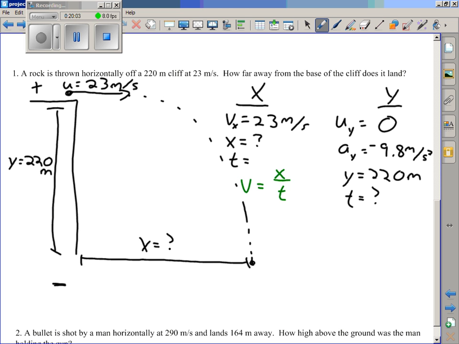Well, I've got v. I'm looking for x. I don't have t. I need t to be able to solve. Where can I get it from? The y. So let's come over here to the y-axis. Let's write ourselves an equation that allows us to solve for t. So given what we know, how can we solve for t? Give me an equation.